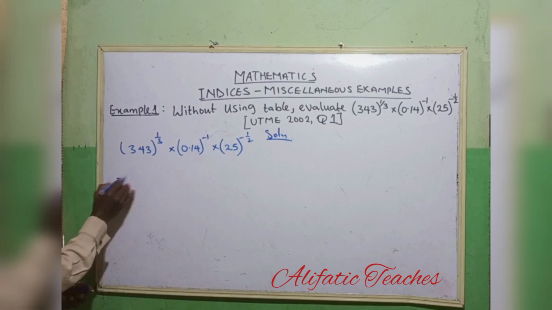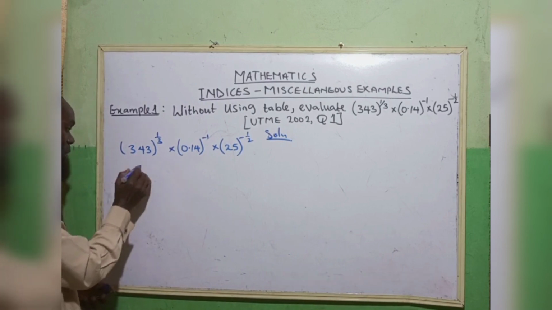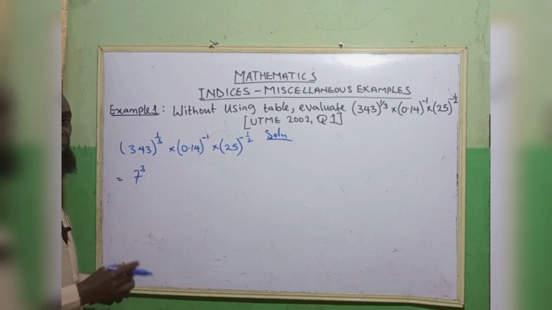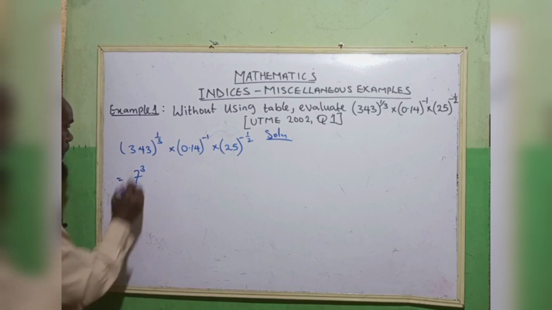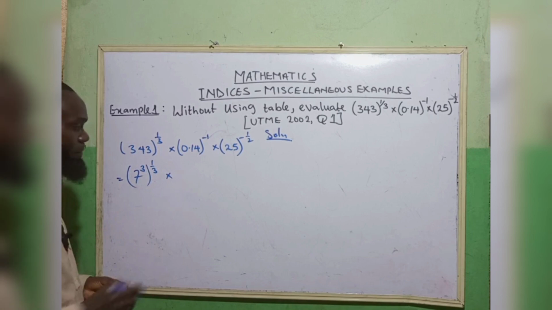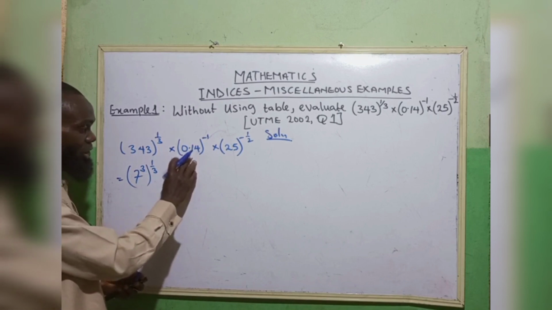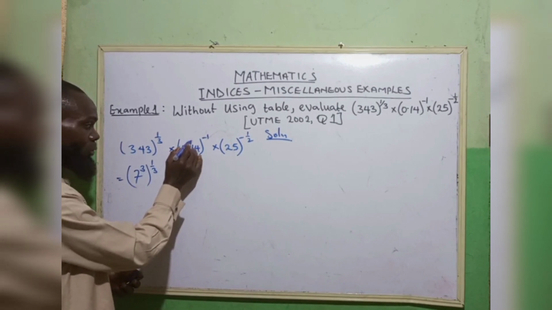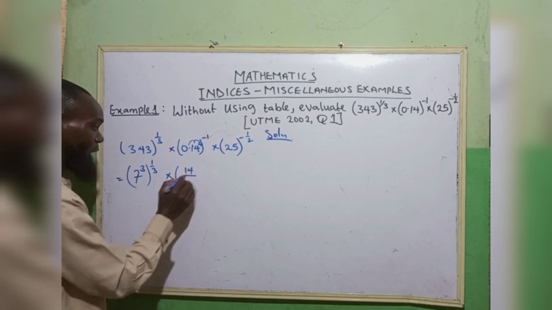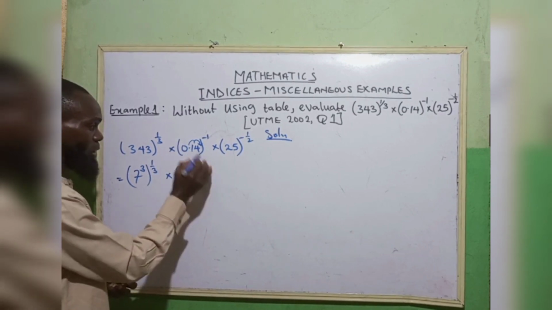Now here, 343 can be broken down into 7 raised to power 3. That is 7 times 7, 49. 49 times 7 will give 343. Then raised to power 1 over 3. Multiply by. Now this one will change into fraction by shifting this point 1, 2 as we did in our standard form. That's 14 over, we shifted twice, that is over 100. Then raised to power minus 1.